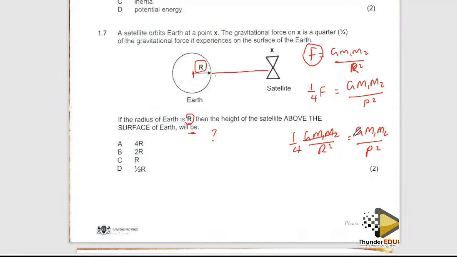So this is going to cancel that. I'm only left with 1 over 4r squared is equal to 1 over p squared. I can do the cross multiplication, so p squared is equal to 4r squared. Remember, my interest is to get p, so I take the square root. p becomes twice r. Does it make sense though?